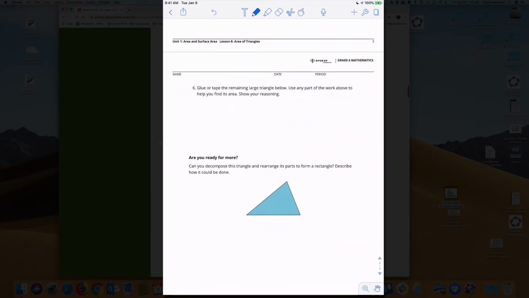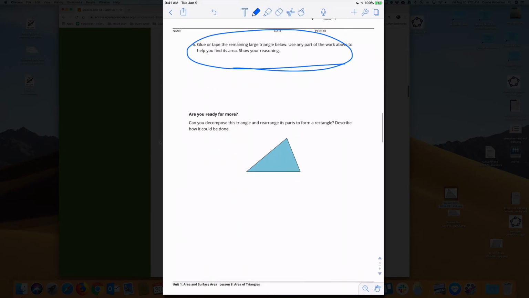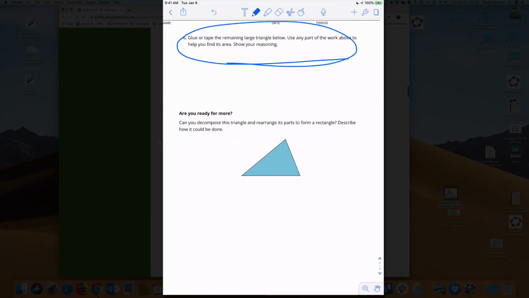So we're supposed to glue everything and show our work and all that sort of stuff. We already did that, so we're going to skip. Can you decompose? This is kind of a cool one. Can you decompose this triangle and rearrange its parts to form a rectangle? Describe how this can be done.